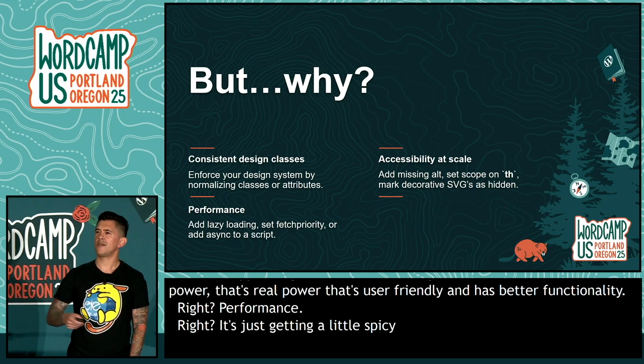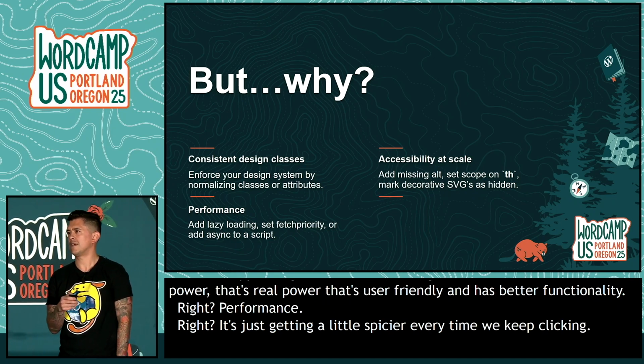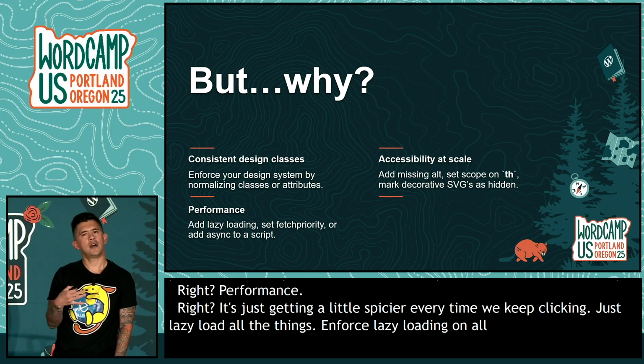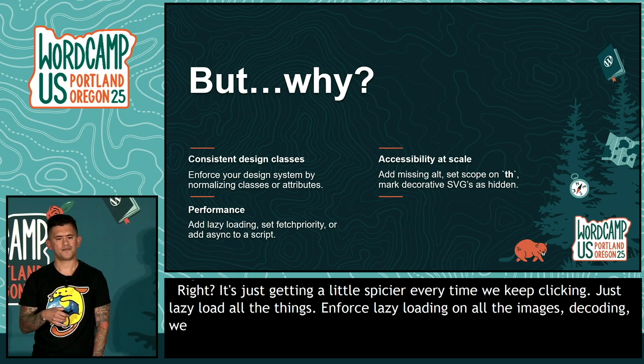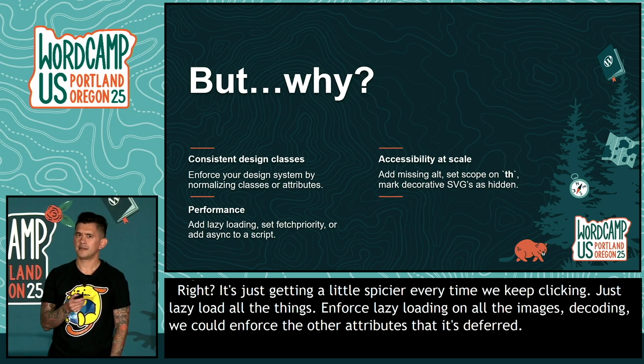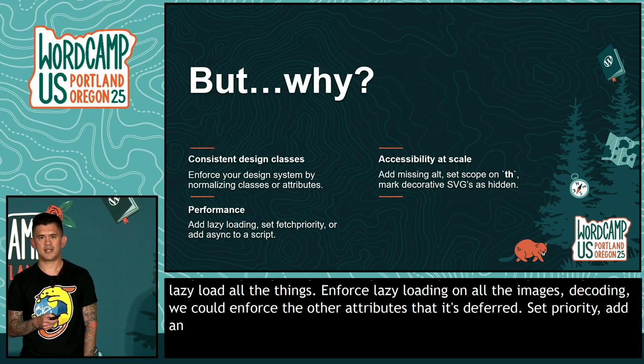Just lazy load all the things. Enforce lazy loading on all images, decoding. Now, WordPress already does a lot of this for us. But we could enforce the other attributes so that it's deferred. Why not? Set fetch priority, add an asynchronous tag to a script. You can do all that now, just with that tag processor, right?